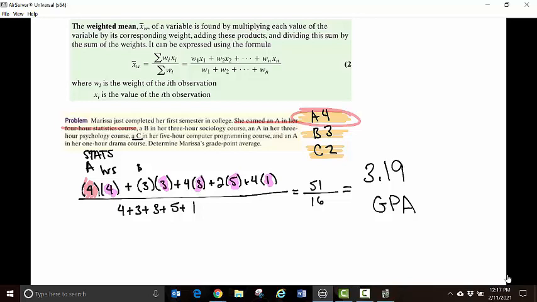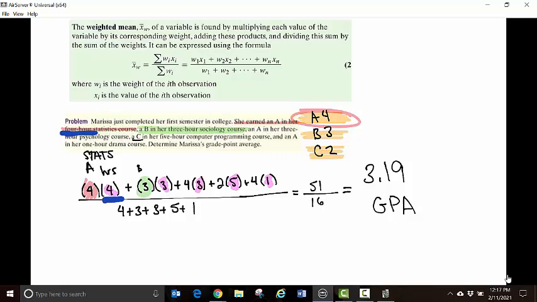Okay, this 4 right here was at a 4-hour stats course. She earned a B in her 3-hour sociology course. Okay, so this is her B. And then this is the fact that it was a 3-hour course.